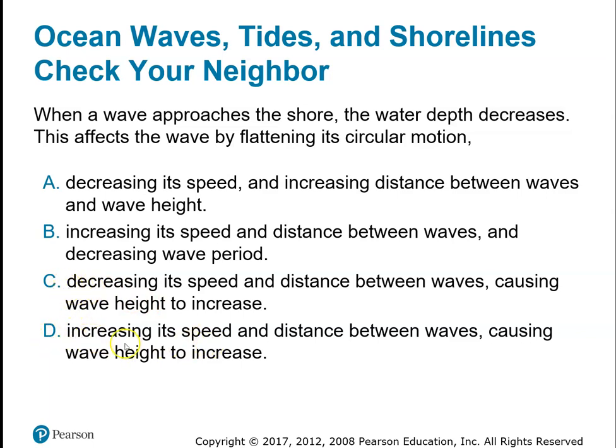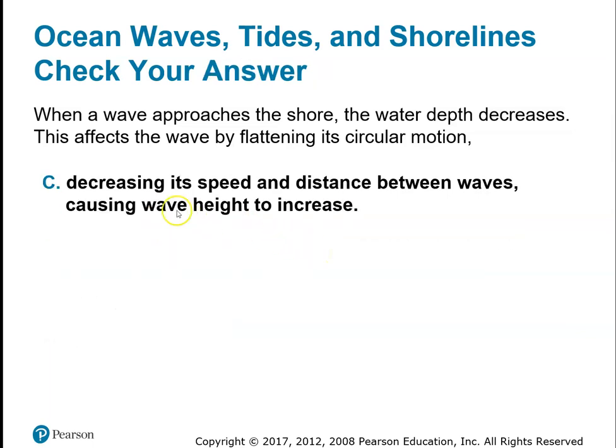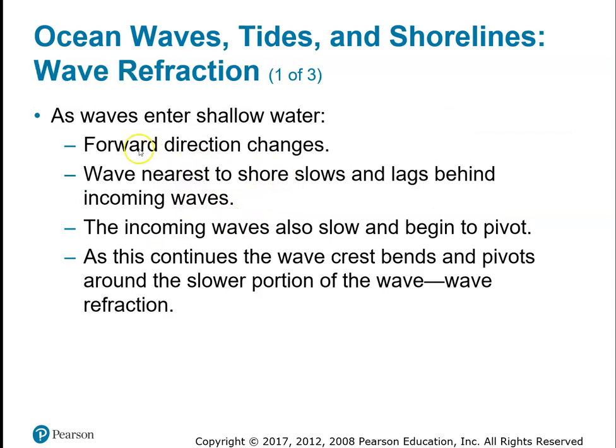The increase in speed. So B and D are out right away because the wave speed doesn't increase; it decreases. All right. So decrease in speed, decrease in the wavelength, right? The distance between the waves, and certainly the height goes up. All right, as the wave enters shallow water, the forward direction will be able to change.